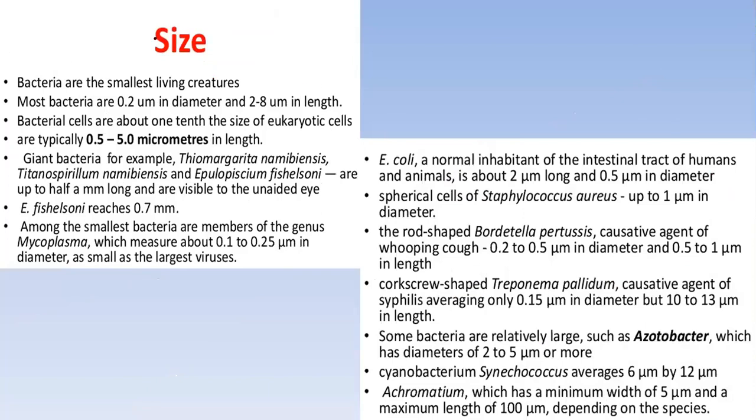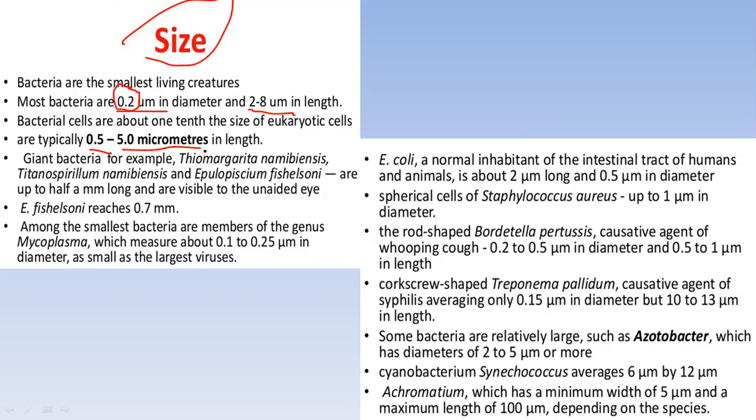Now we will see the size of bacteria. They are the smallest living creatures. Most bacteria are 2 to 8 micrometers in length, about one tenth the size of eukaryote cells, which are typically 0.5 to 5 micrometers. So that is more than this one.